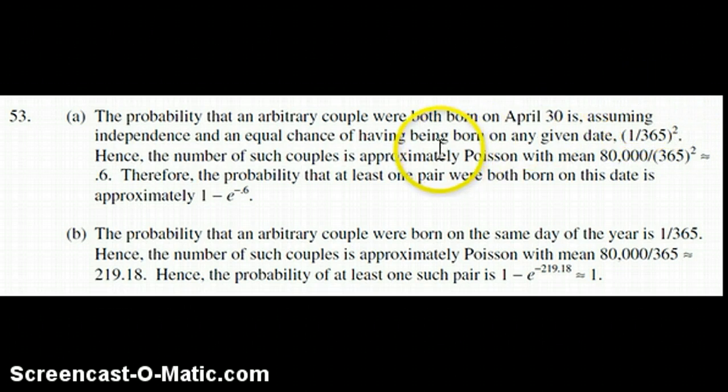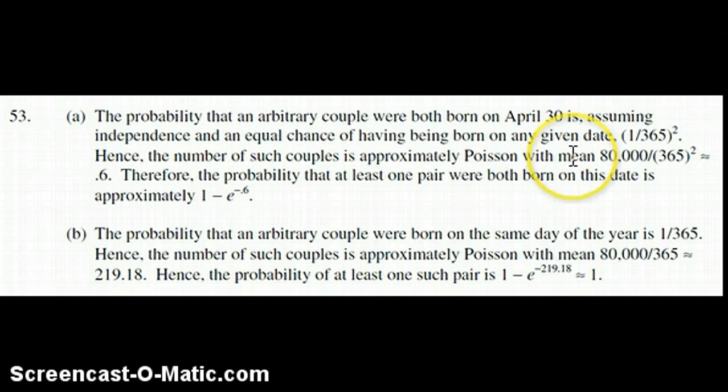So now, notice again, we jump to the assumption that this is approximately Poisson. It doesn't specifically tell us, but we have a high n, 80,000, a low probability, regardless of if we're talking about one person or a couple, it's going to be a low value of p, and there's roughly independence, equal chance. All of these things will allow us to assume that we're dealing with a Poisson distribution, or that we can at least approximate it fairly well with a Poisson.